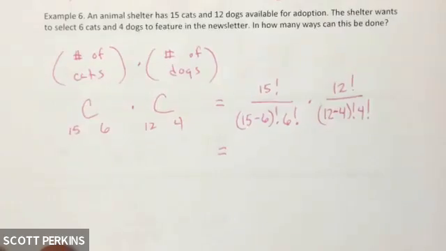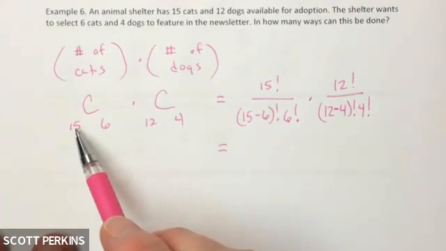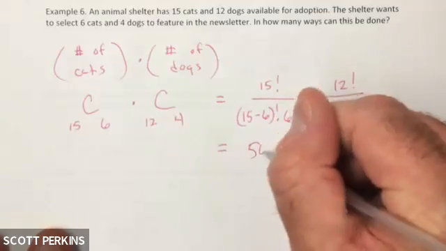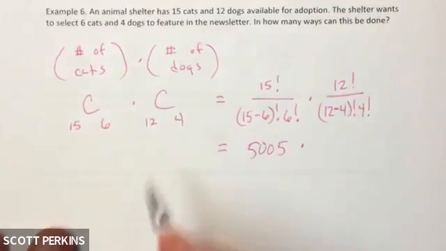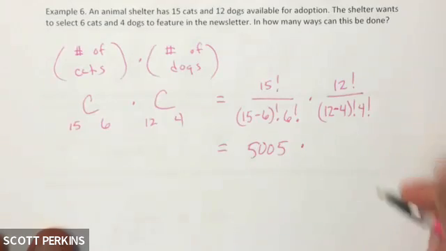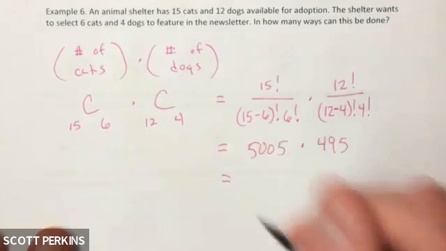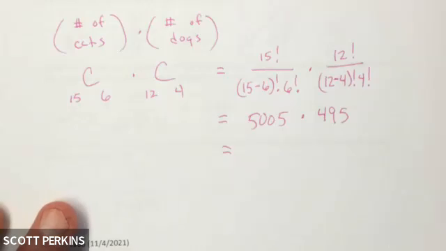And then you go to your calculator at this point, and when I have 15 objects, I'm choosing 6 of them. How many ways can that be done? 5,005, so lots of ways. And then 12 objects, I'm choosing 4. How many ways can that be done? 495. And then when I multiply those two things together, it's going to be a large number. What is it?